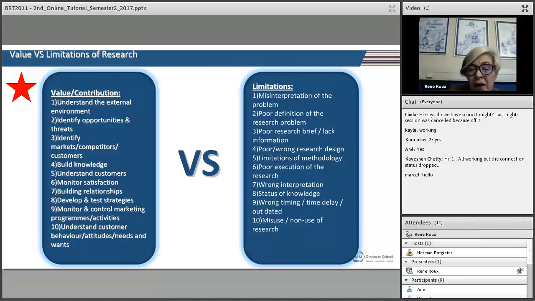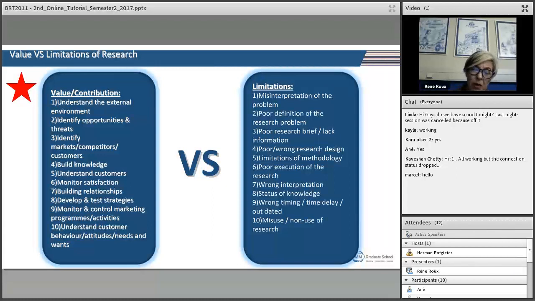It can also help the company to measure satisfaction levels with the service, with the product. It can help them to really build relationships, to develop new strategies. It can be a marketing strategy, it can be a communication strategy, it can be a business strategy. And market research doesn't only help you to develop it, it also helps you to test it.